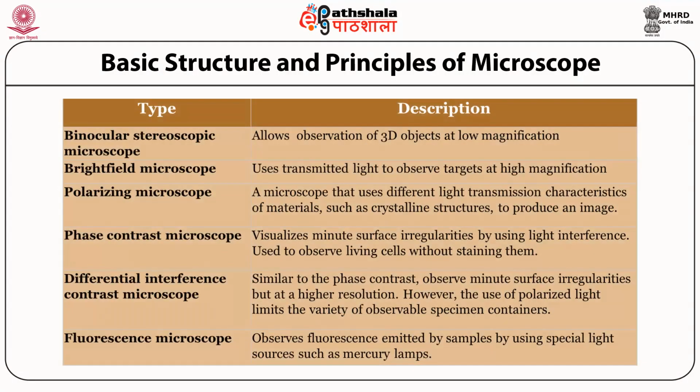So there are types of microscopes available depending upon the application. For example, the binocular stereo microscope, which has a lower magnification, but allows you to observe objects in 3 dimensions. Then we have the bright field microscope, which is the standard form of light microscopy used to visualize objects. You can use it to visualize live cells. Then we have the polarizing microscope, phase contrast microscope, DIC, and fluorescent microscope.